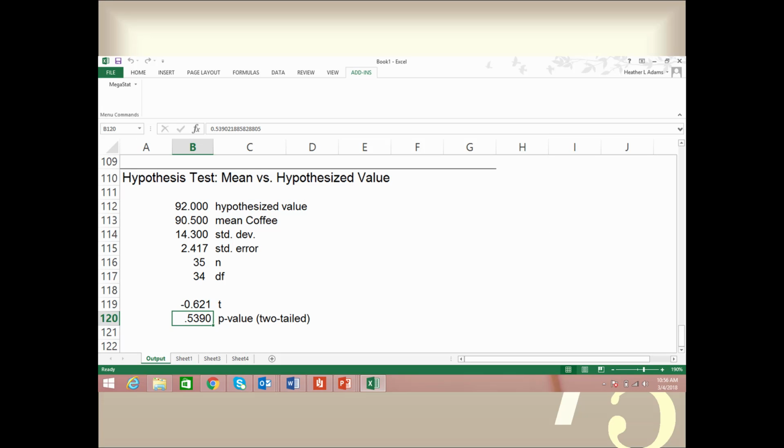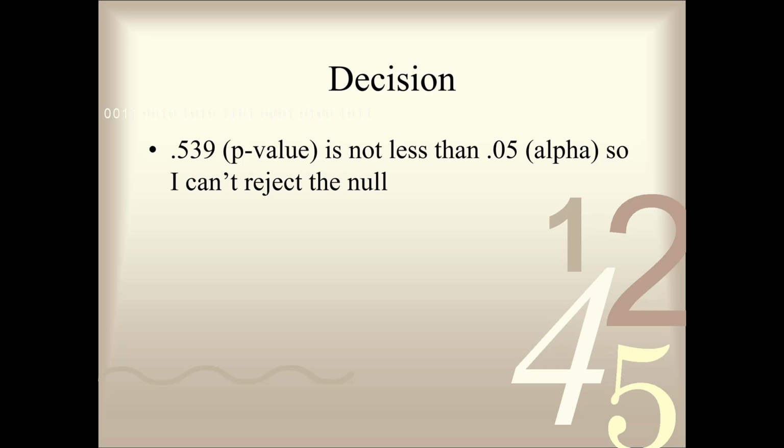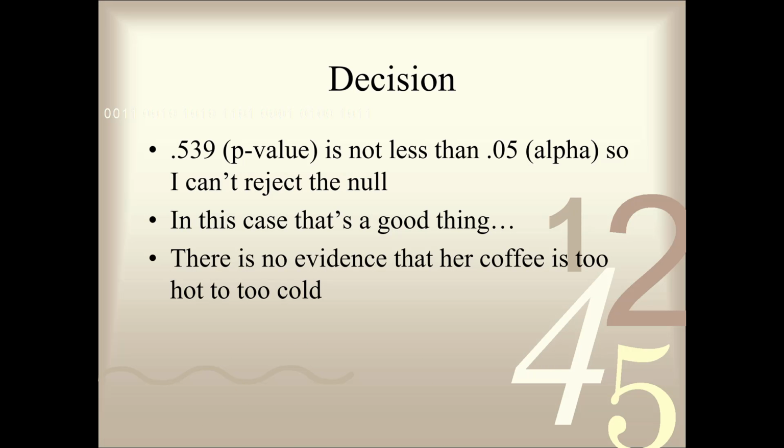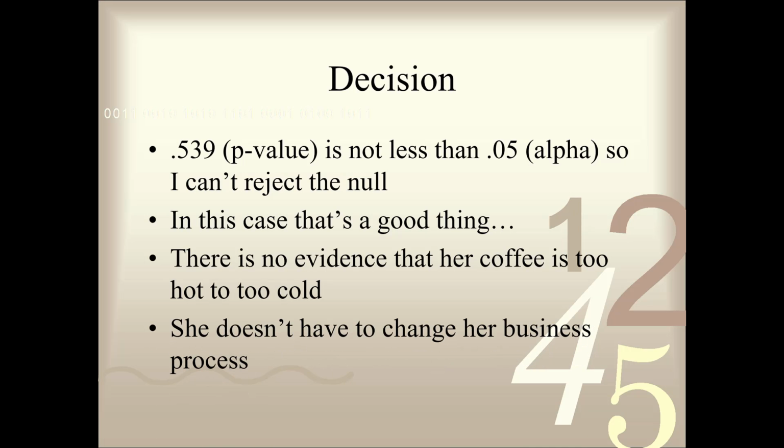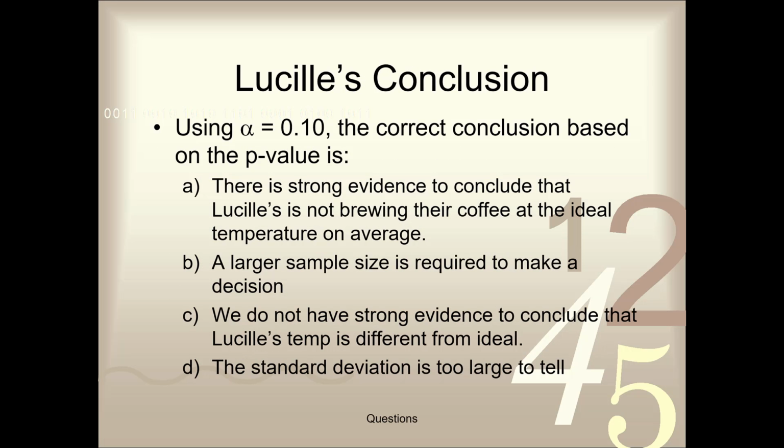The p-value is 0.5390. Okay, notice also that it's not highlighted. So if it's not highlighted, it's not a significant p-value. So basically you don't have enough evidence. You can't reject the null. Okay, 0.539 is not less than 0.05, so I can't reject the null. In this case, that's a good thing. Like I said, the null was that it's equal to 92 degrees Celsius, which is the ideal temperature. There is no evidence that her coffee is too hot or too cold. And she doesn't have to change her business process.